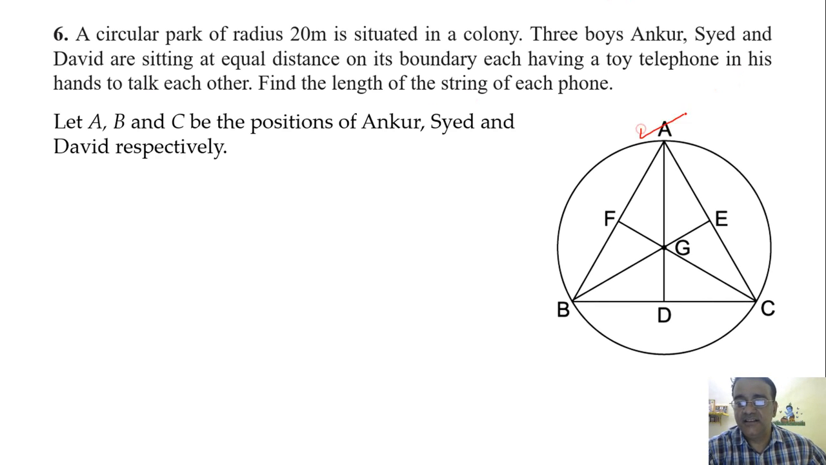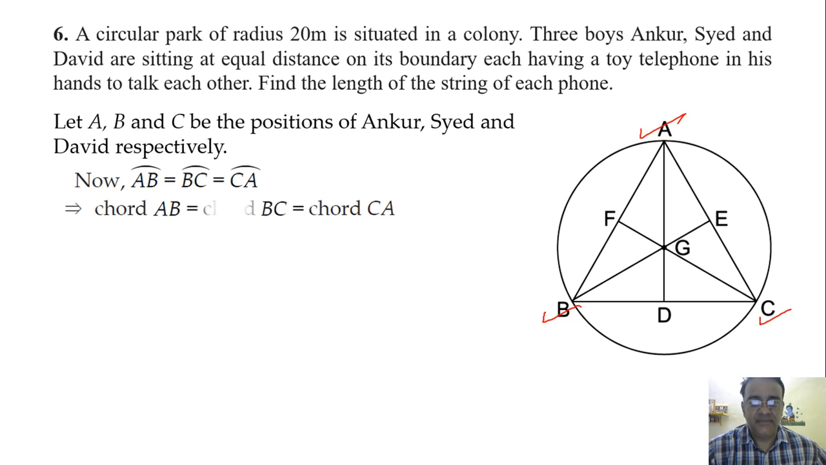Let A, B, C be the positions of the 3 friends, Ankur, Said and David, and their distances are equal. That means AB is equals to BC is equals to AC. So which type of triangle is ABC? Equilateral. Yes, equilateral triangle, because all three sides are equal, right?